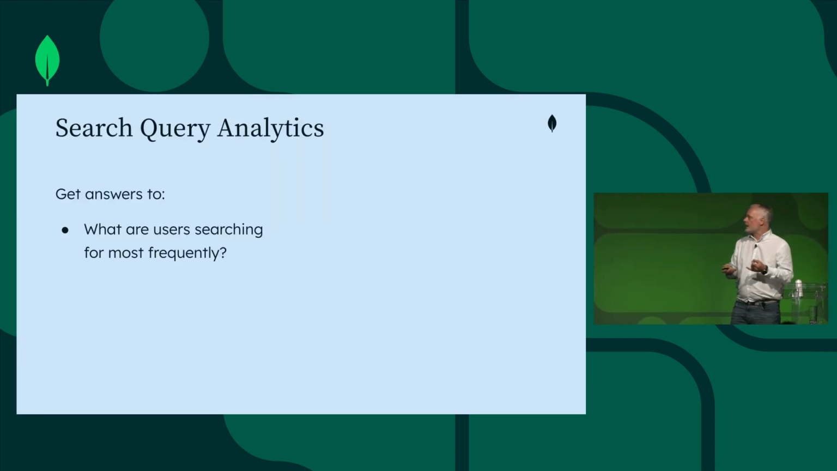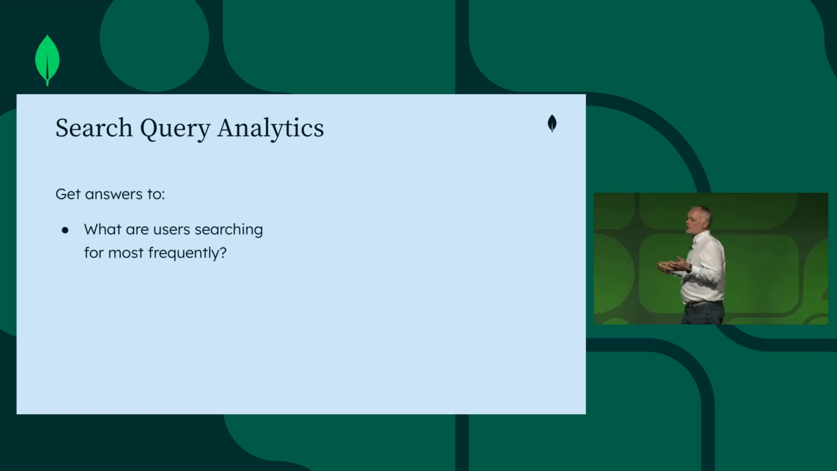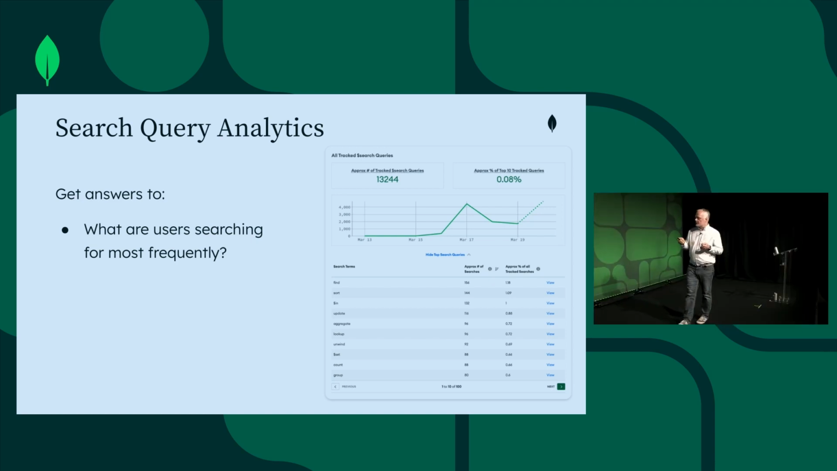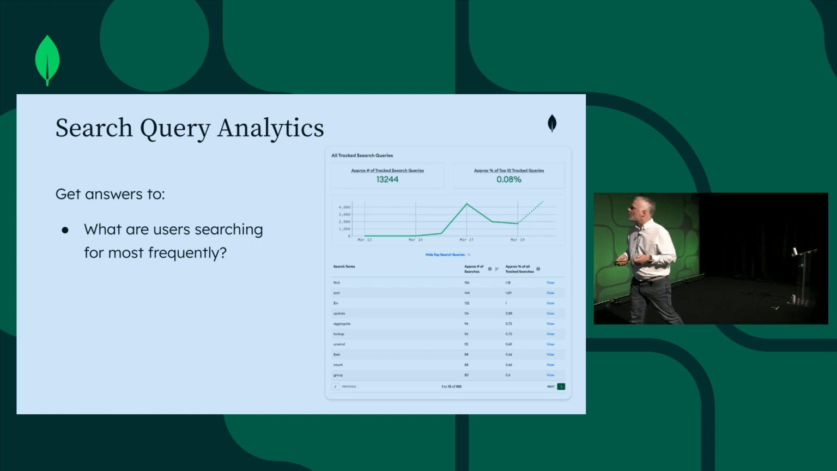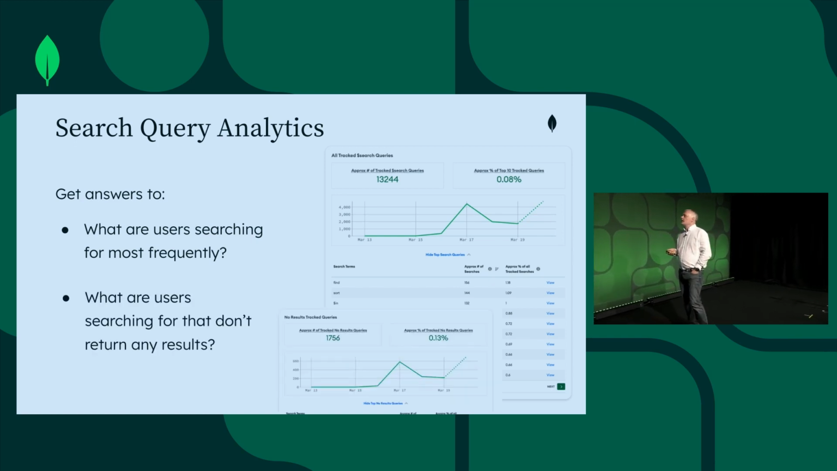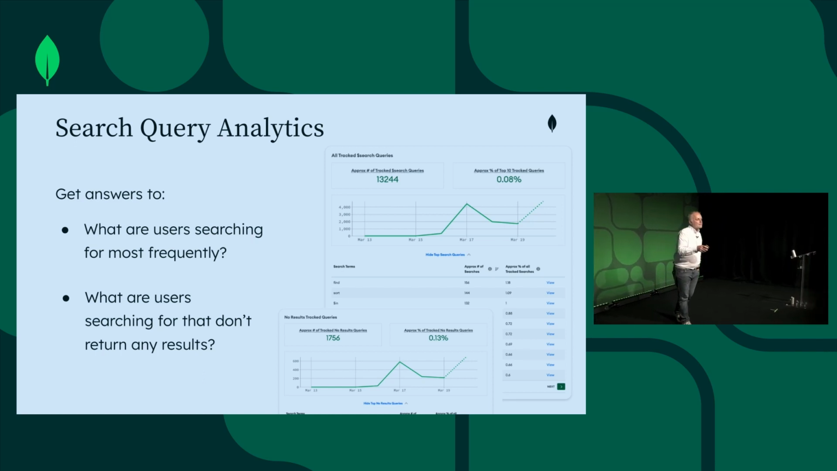So, the questions we get answered are, what are people using search to find most frequently? And here we've got a graph, and we can see that for the MongoDB documentation, the most common search is find, and there's been about 156 searches for that, which makes up a little over 1% of all of the searches. Just as importantly, what have people been searching for where it didn't find any relevant results? And so here we can see that there's been 1,700 queries that didn't get a match.